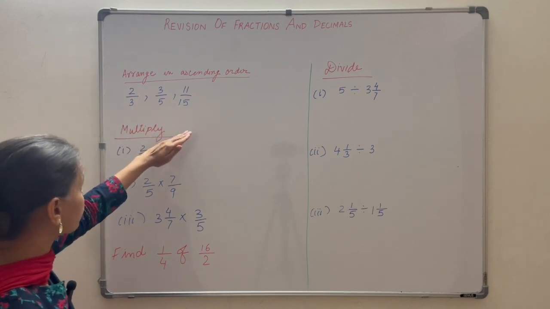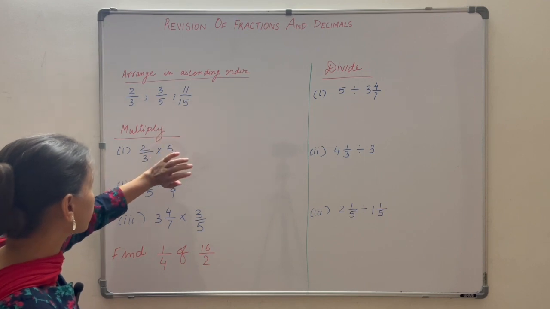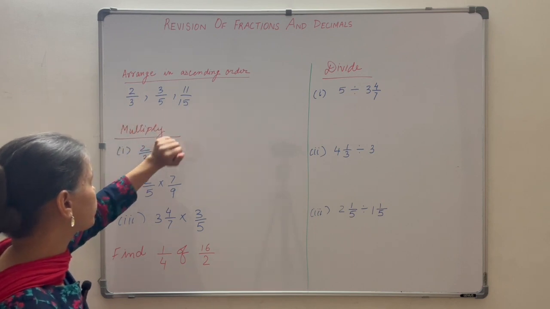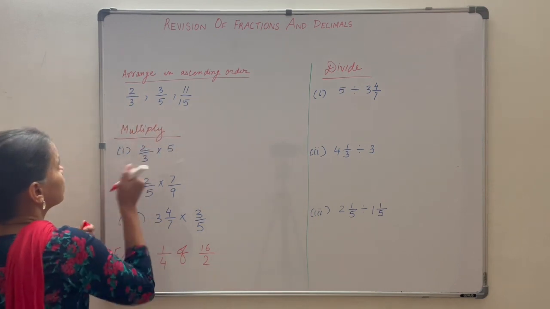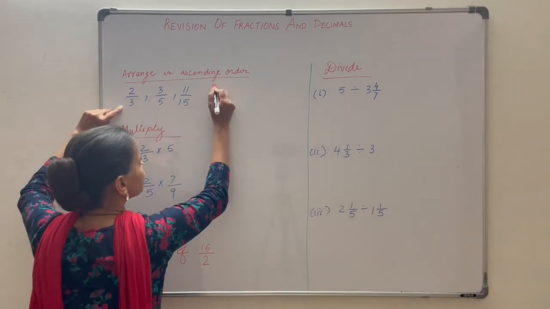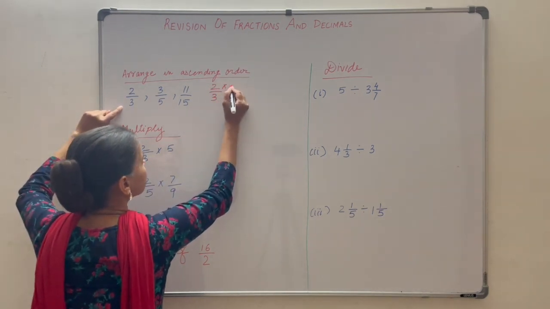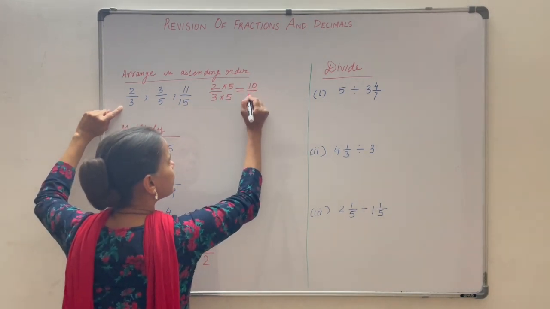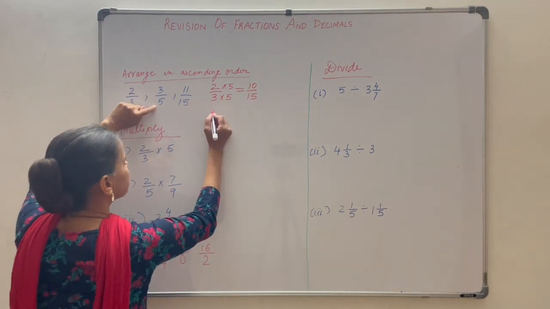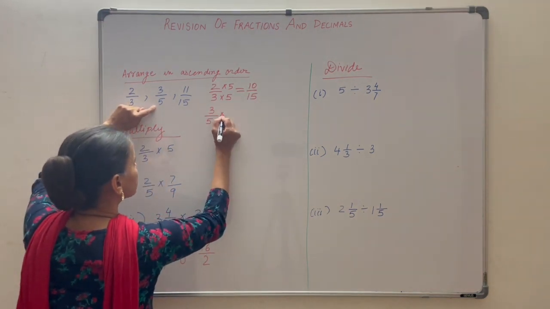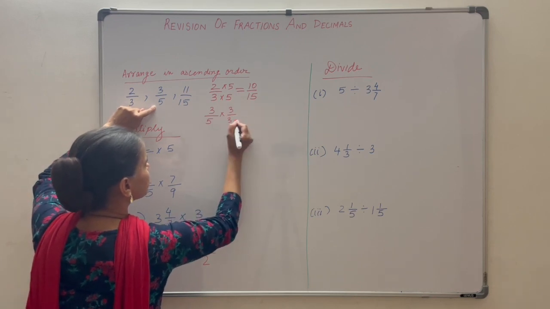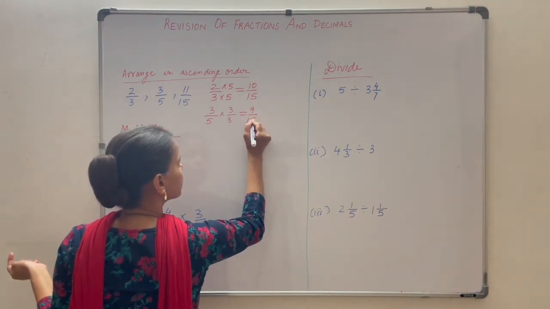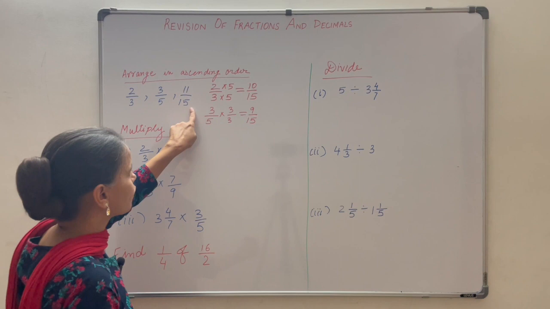So to compare any fractions, first you need to make the denominator same. And how are you going to do that? By finding out the LCM. So LCM of 3, 5 and 15 is 15. So to do that you have to multiply 2 by 3 by 5 so that the denominator becomes 15. So this is 10 by 15. And 3 by 5, you have to multiply this by 3 so that the denominator becomes 15. So 3 into 3 is 9 and 3 5s are 15. And this is already in 15.